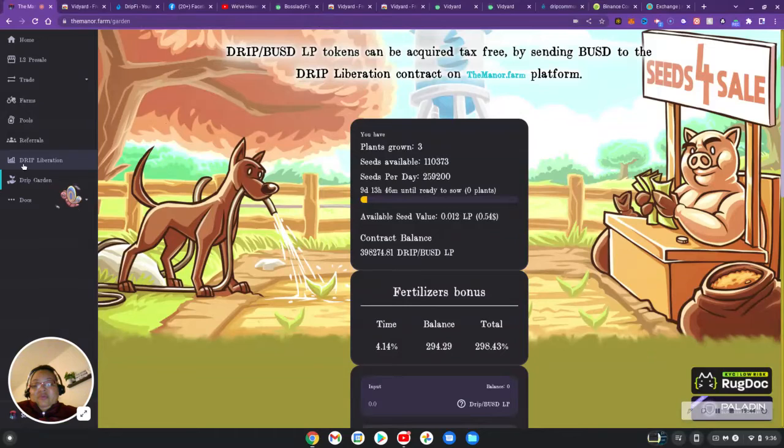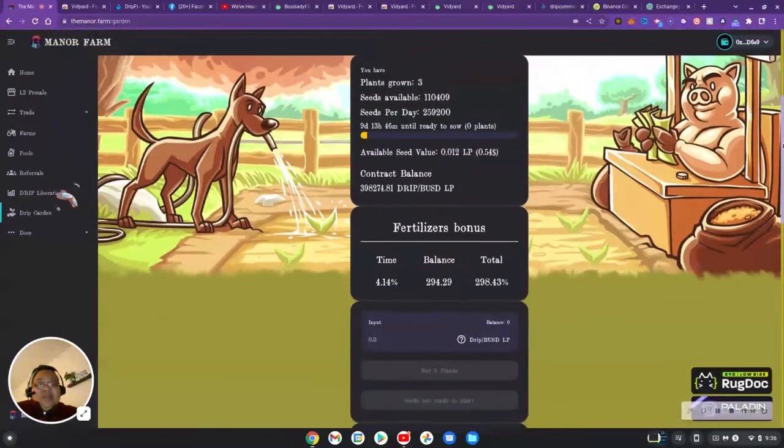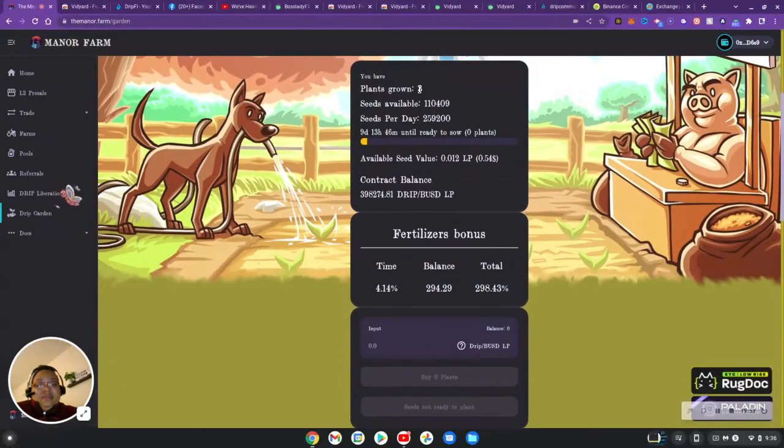Then you come over to where it says Drip Garden, and you buy some plants. So what I'm doing is playing the game. I get plants, I get seeds. Right now I only have 3 plants. So right now I gotta wait 9 days before I can sow the seeds. But if I get more plants, like 20 plants, I think a day and a half you can recompound, okay, if you have 20 plants.